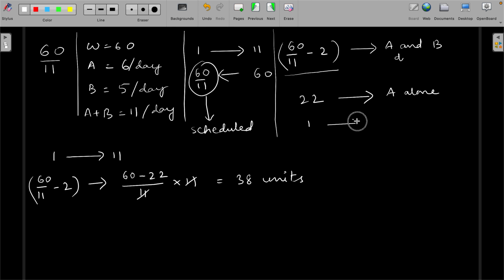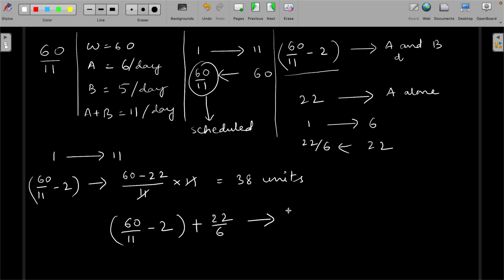A's one day work is 6 units, and to complete 22 units of work, A will take 22 by 6 days. So the total number of days taken will be 60 by 11 minus 2 plus 22 by 6 days, which is nothing but 38 by 11 plus 22 by 6, which is nothing but 3 plus 5 by 11 plus 3 plus 4 by 6.